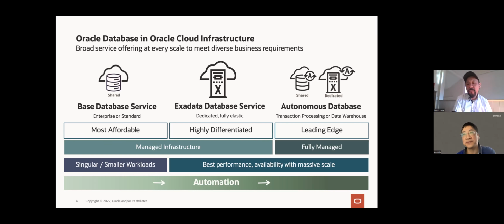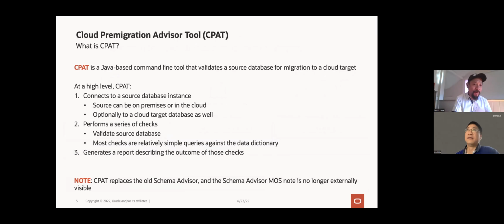The end goal is really to simplify the customer's cloud journey, whilst reducing the risks associated with the cloud migration, if that makes sense. Yeah, it does. So Kurt, what is it? Can you show us a bit more about what it's made up of, and what some of the outcomes are? Yes. So CPAT, in short, stands for the Cloud Premigration Advisor Tool.